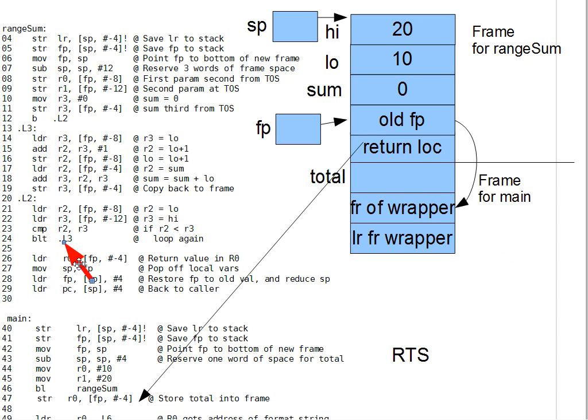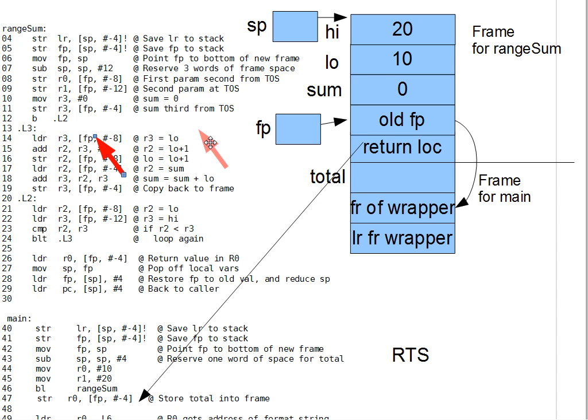The loop here on lines 13 through 24 implements the for loop in the C code that adds values from low up to high and puts the total in sum. The body of that loop is actually at the top here, lines 13 through 19. And it implements the C code sum equals sum plus low plus plus. So its job will be both to increment low and also to add low into sum.